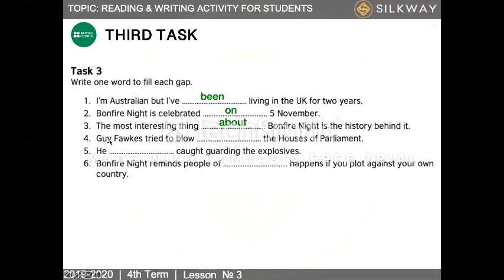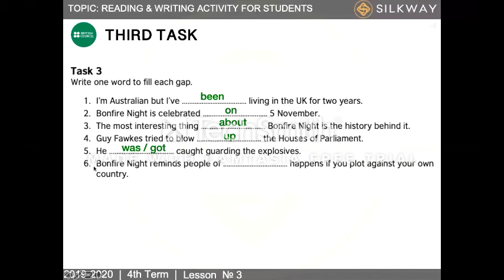Number 4. Guy Fawkes tried to blow blank the Houses of Parliament. And the answer is up. Blow up. Guy Fawkes tried to blow up the Houses of Parliament. How about number 5? He blank caught guarding the explosives. And the answer is was or got. He was caught guarding the explosives. Or he got caught guarding the explosives.